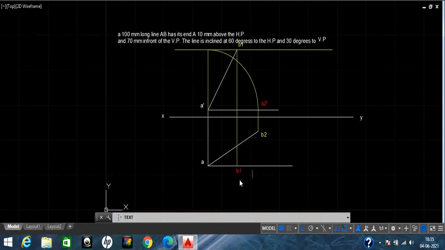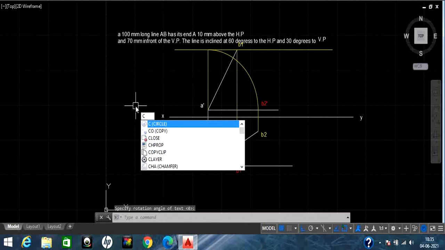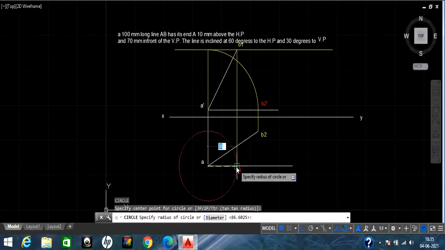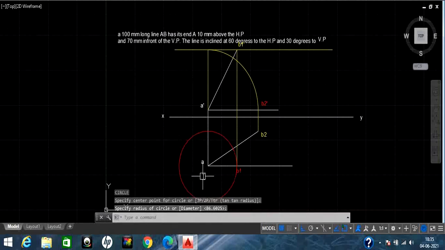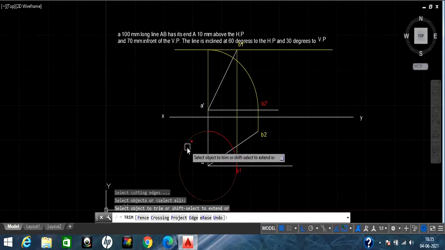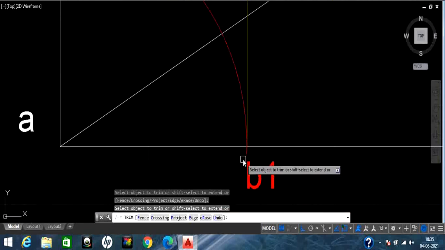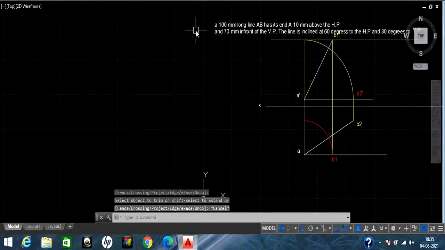After completion of this, again take a circle. Take B1 as the radius, A as the center, and draw the circle like this. Please remove the unnecessary portions by using the trim command. But in manual drawing, take B1 as the radius and draw the arc like this. Remove the unnecessary portions. Completed.